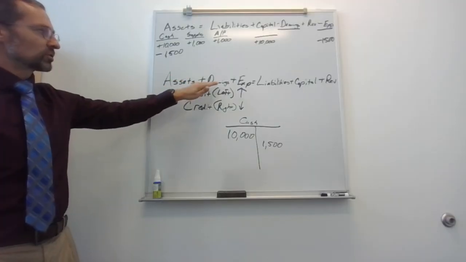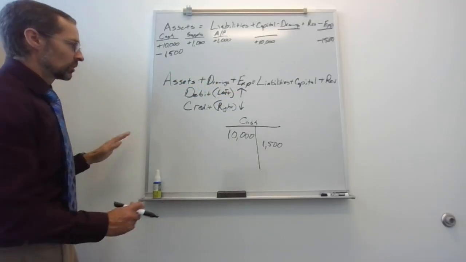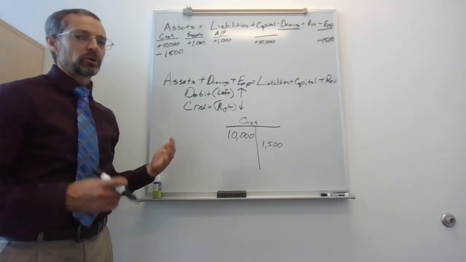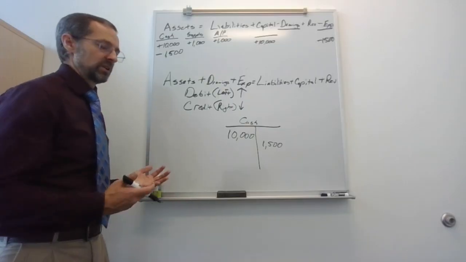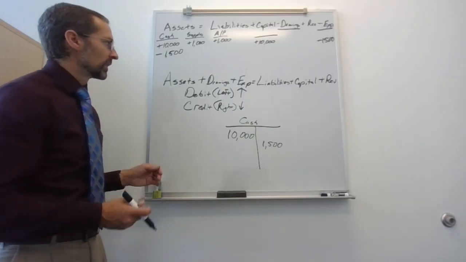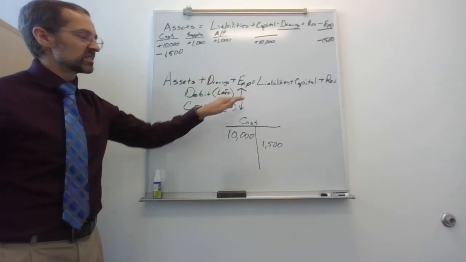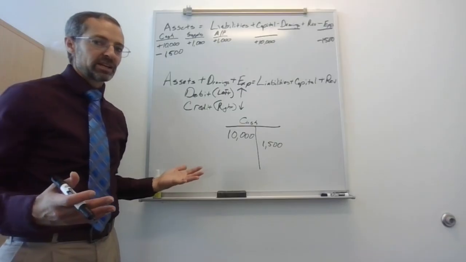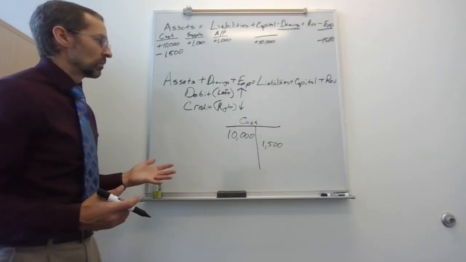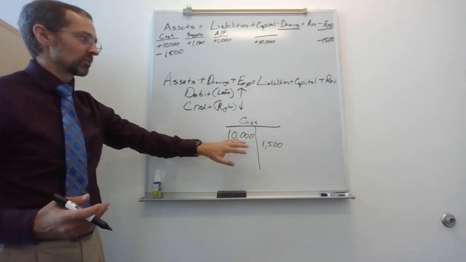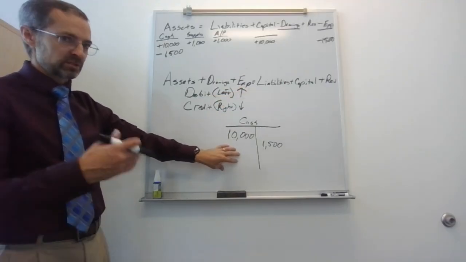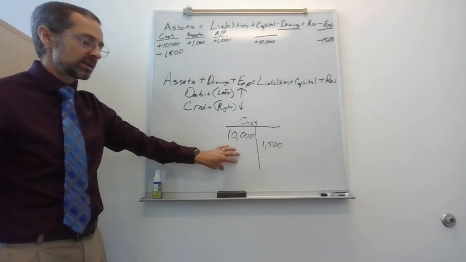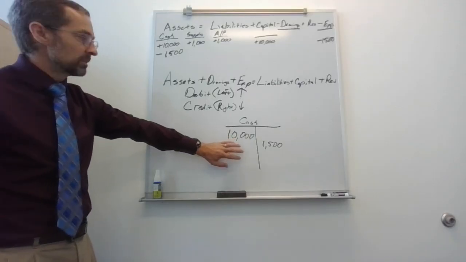We can also do that for drawings and expenses. So if an expense is going up, I put it on the left side. If the owner has taken out more money, I put it on the left side of the equation. Now, with drawings and expenses, I rarely put it on the right side. We don't really have negative expenses. So most of your expense things are going to be on the left side because expenses pretty much only go up. You can't unspend money once it's gone, typically.